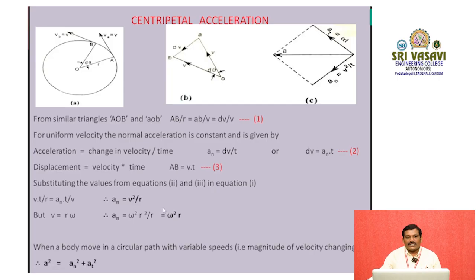When a body moves in a circular path with variable speed, it has a tangential acceleration as well. Then a square is equal to an square plus at square. Then a is equal to square root of an square plus at square.